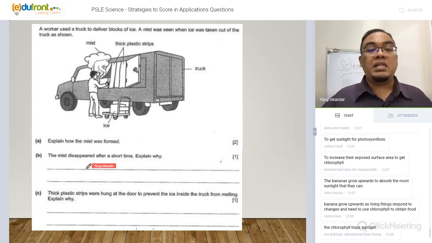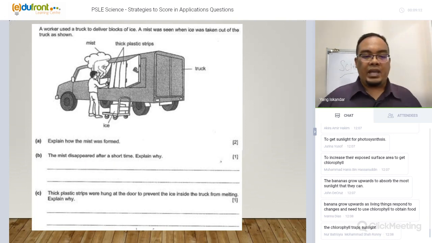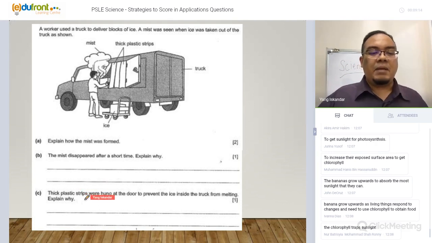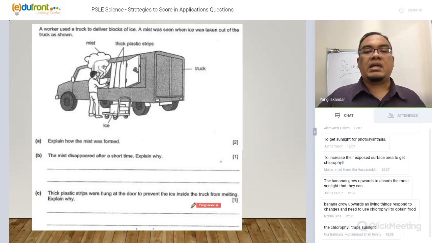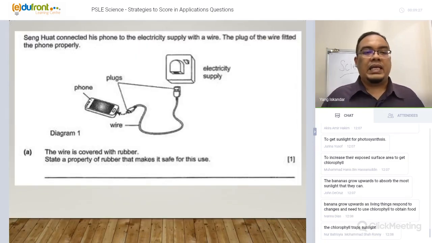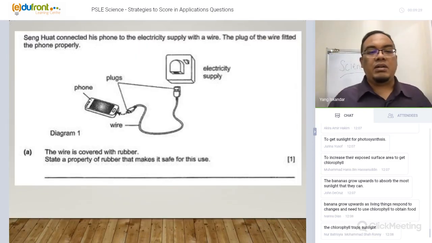Part B, the mist disappeared after some time. Explain why. And C, thick plastic strips were hung at the door to prevent the ice inside the truck from melting. Explain why. This is another example of an application question. Next one. This is also last year's PSLE.